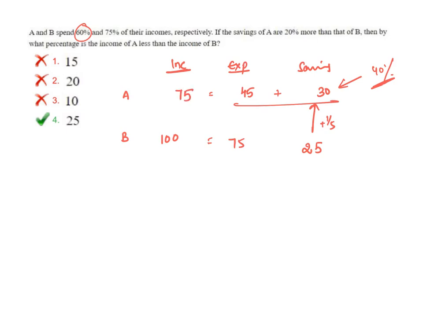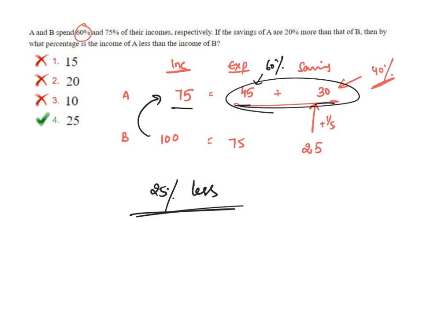Therefore now see, A's income is how much less than B's income? So that is 25% less. So here it's values, not the percentages. So this is 40% means this is 60%. Therefore 100% becomes 75. This 75 is how much less than 100 we have to see, and the 75 is 25 less than 100.